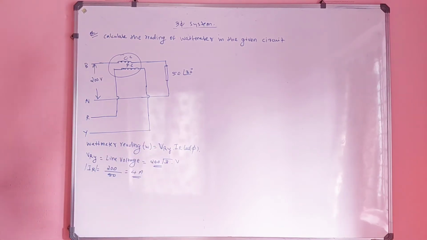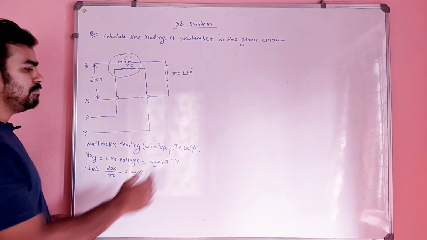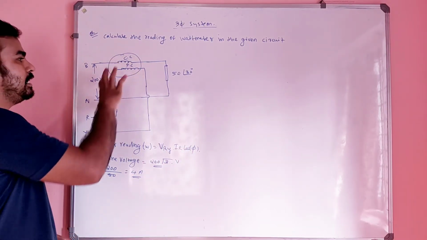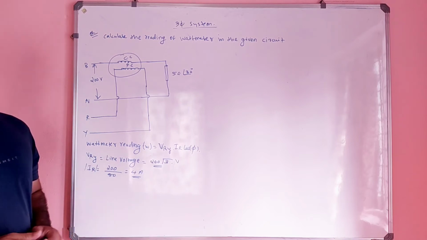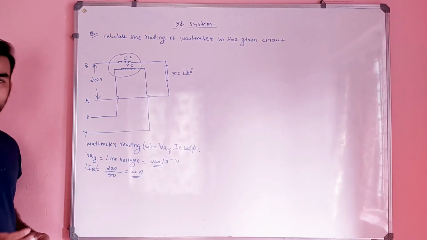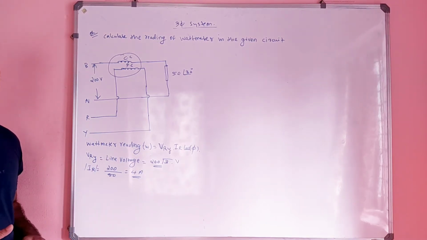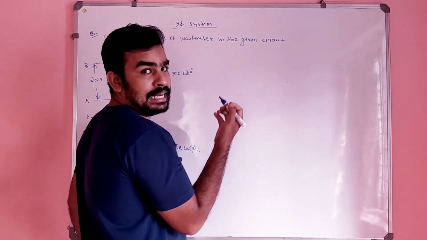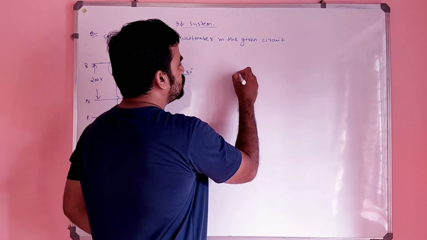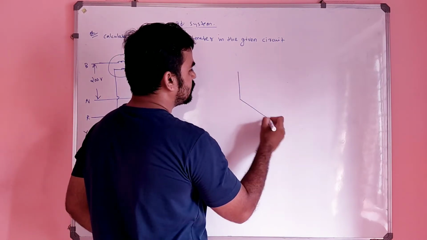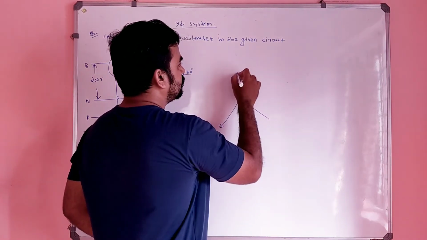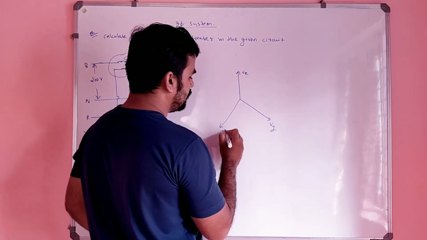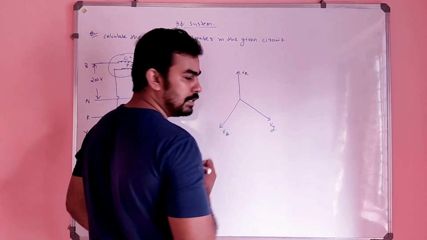What is the remaining thing you have to know? We have to know the cos phi, that is the phase angle between this current and this voltage. Only by drawing the phasor diagram will you get the answer for this. So let's draw the phasor diagram. It's a balanced 3-phase circuit, so I can draw like this. This is VR, this is VY, and this is VB.